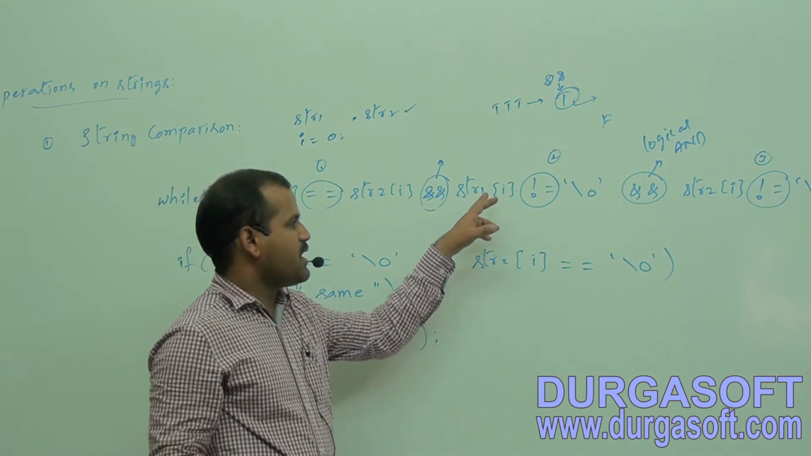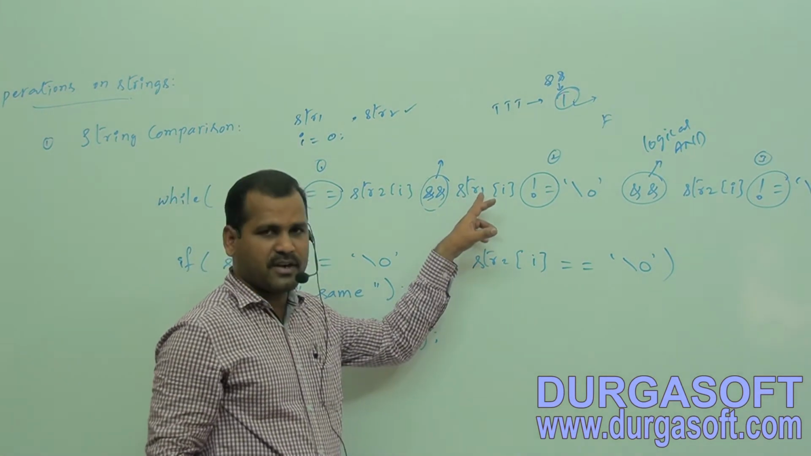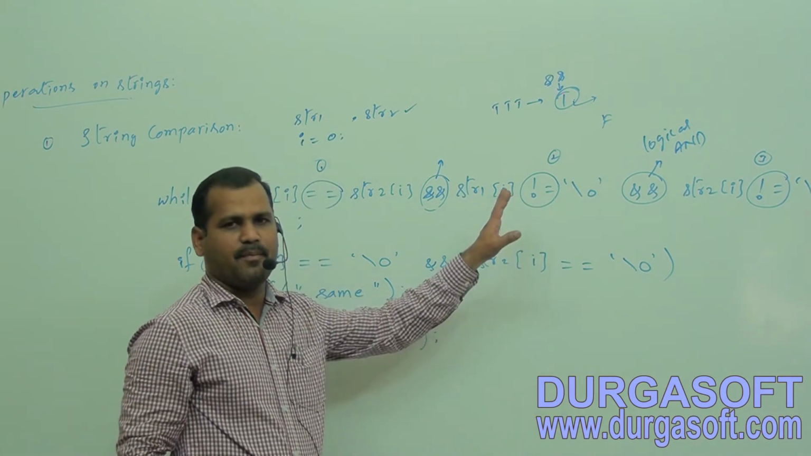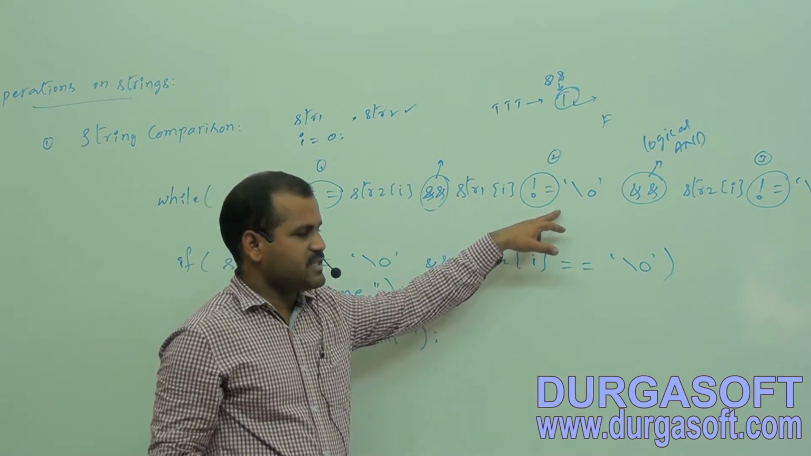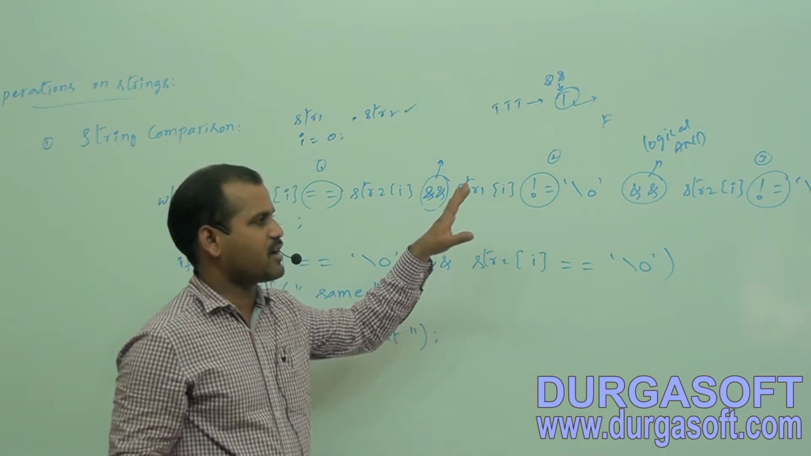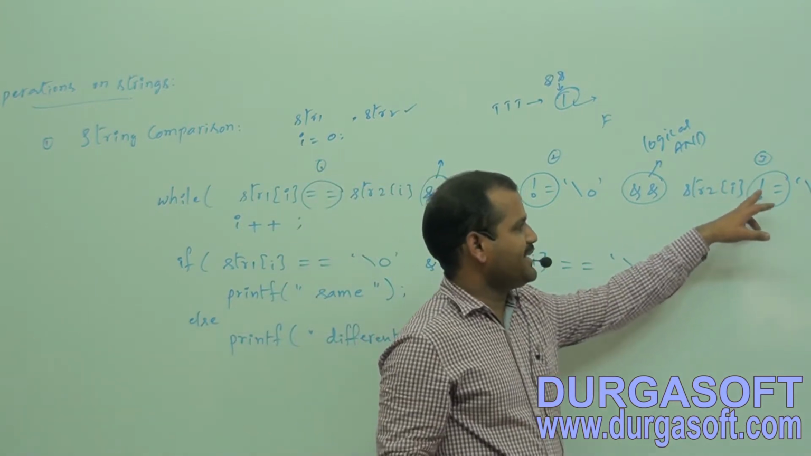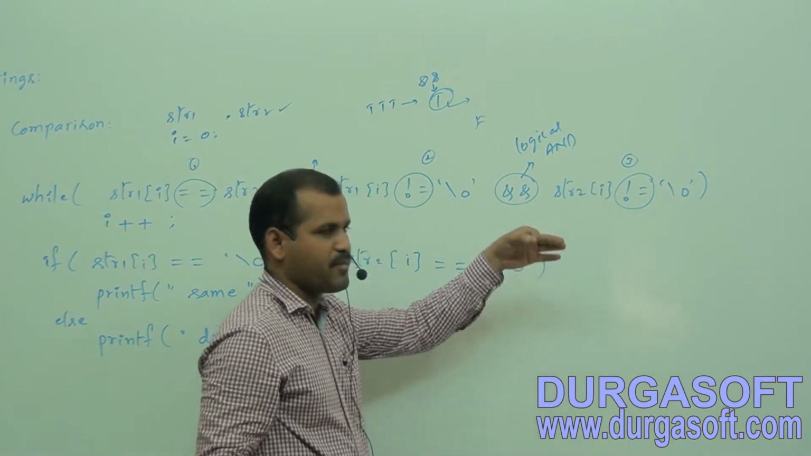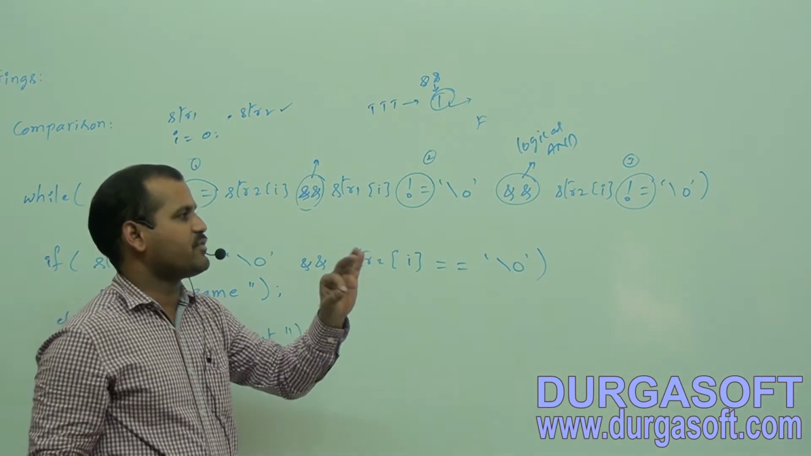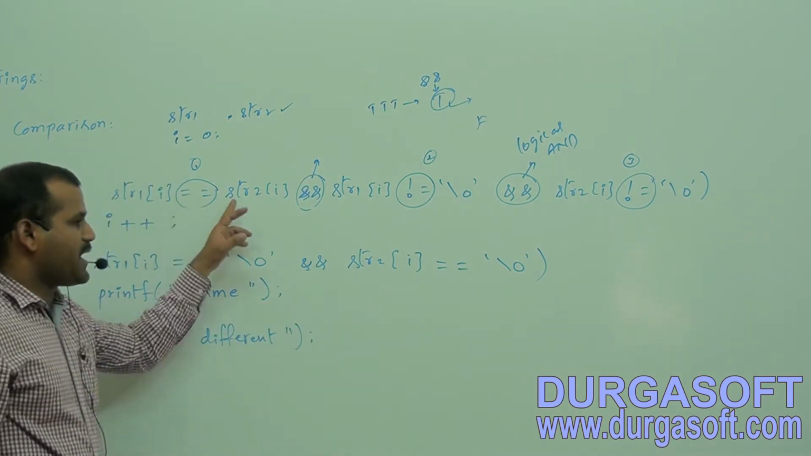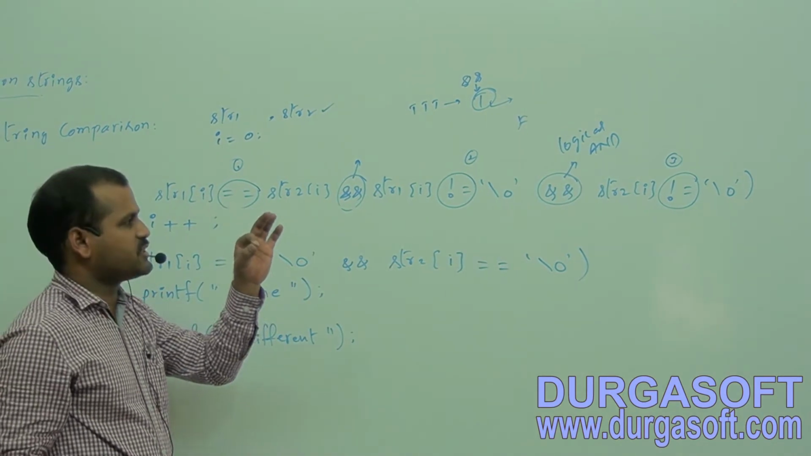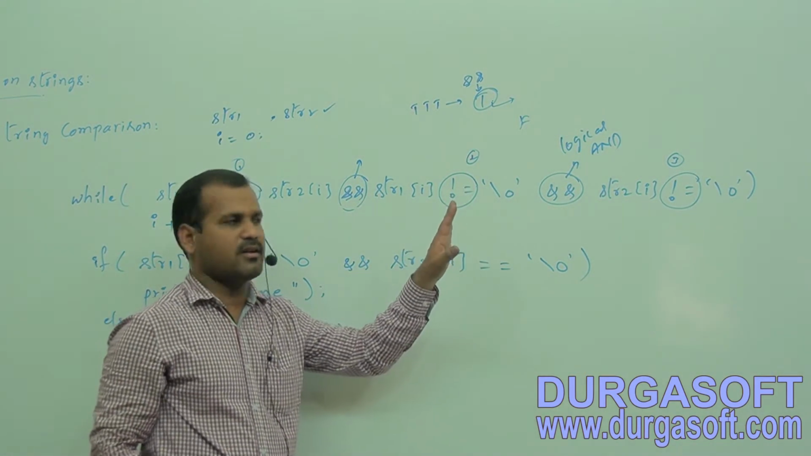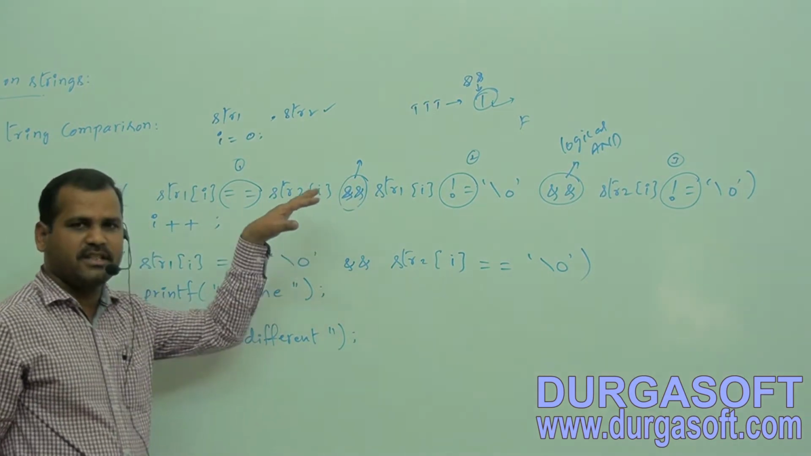The next condition indicates whether the first string is at its end or not. That means if it is equal to null, the string is completed. So this condition indicates whether string 1 is completed or not. Similarly, the third condition, string 2 not equal to the null character, determines whether string 2 has reached its end or not. So the first compares the individual characters of the strings, and the other two check whether the strings are ending or not. Totally, these three are the conditions in this while loop.